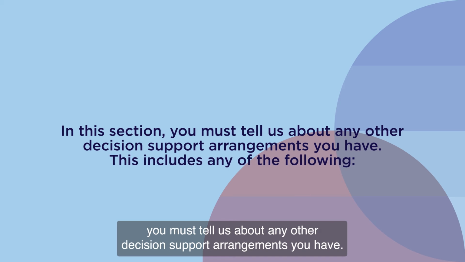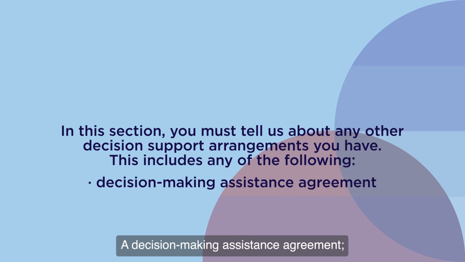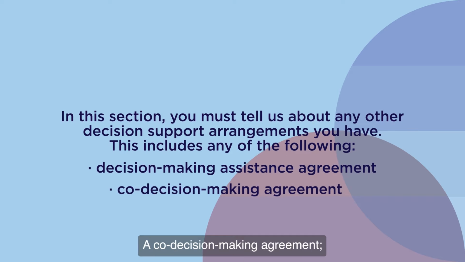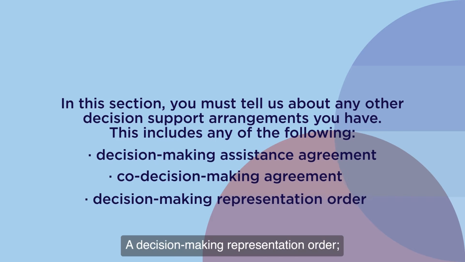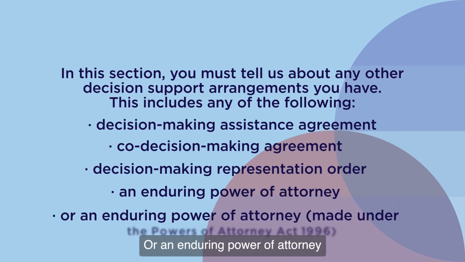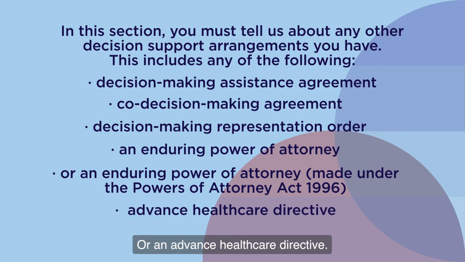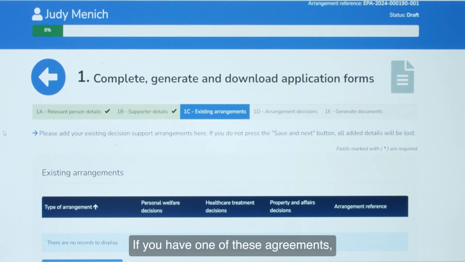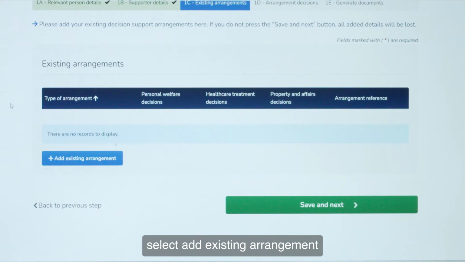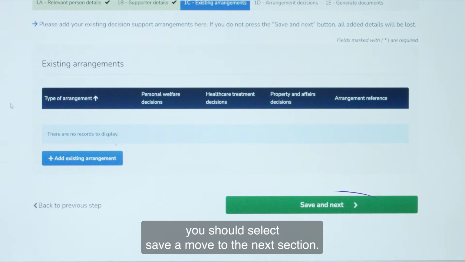In this section, you must tell us about any other decision support arrangements you have. This includes any of the following: a decision-making assistance agreement, a co-decision-making agreement, a decision-making representation order, an enduring power of attorney, or an enduring power of attorney under the old Powers of Attorney Act 1996, or an advanced healthcare directive. If you have one of these agreements, select Add Existing Arrangement to provide us with some details. If you do not have any existing decision support arrangements, you should select Save and move to the next section.